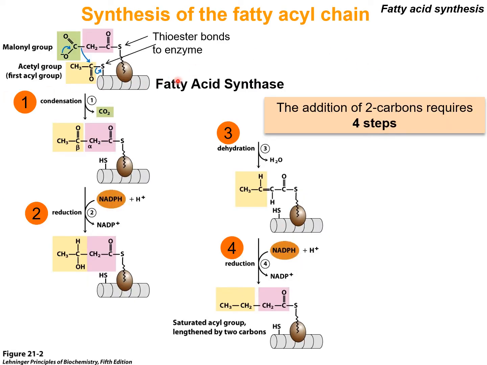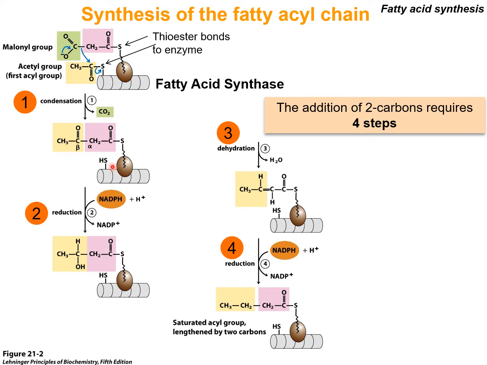So this reaction is actually divided into 4 steps for each addition of 2 carbons. Here's our malonyl group here, which is bound to the enzyme via a thioester bond. An acetyl group is also conjugated to the enzyme as well, and this is the very first reaction that requires an acetyl group and a malonyl group. Thereafter, it will be only malonyl, which will be donated.